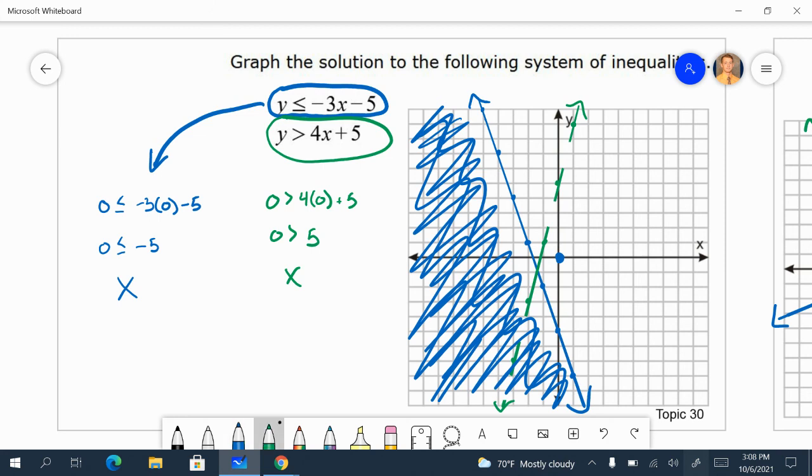For the other one, there's my work. I'm also plugging in 0, 0 for it. If I plug in 0, 0, I got 0 is greater than 5. That's not true. So we're not going to shade the side where 0, 0 is located. We're going to shade the other side. So that would look like this.